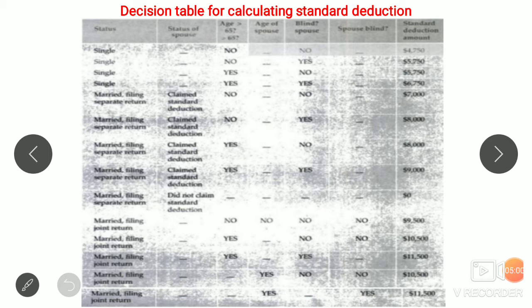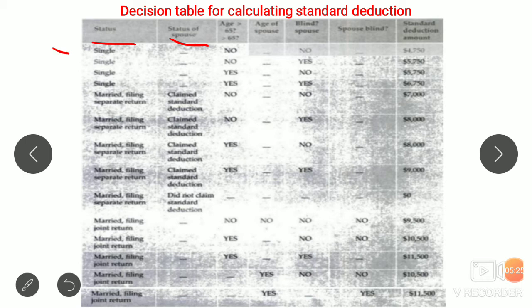See here, when you are single, then the status of the spouse is not needed. You can see here, this is the status, this is the status of the spouse, this is the age. The next column is the age of the spouse, then whether the spouse is blind or not. The last one is the action column, that is the standard deduction amount.